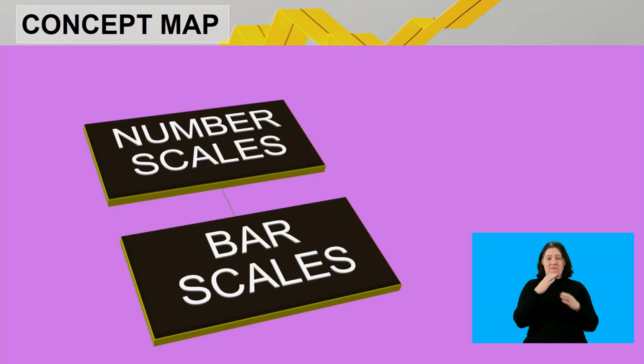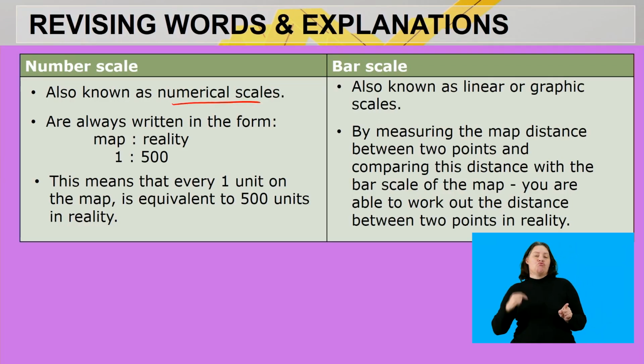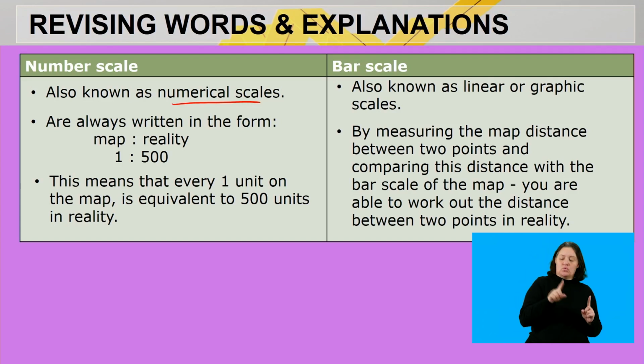Let us wrap up today's lesson. In today's lesson, we've looked at the concept of scales. In particular, we focused on number scales as well as bar scales. An important point to take from today's lesson is that a number scale is also known as a numerical scale. It's always written in the form where we have the map versus your reality, where a unit on the map is to the reality. So 1:500, for example. What does this 1:500 mean? It simply means that every unit on the map or drawing is equivalent to 500 units in reality.